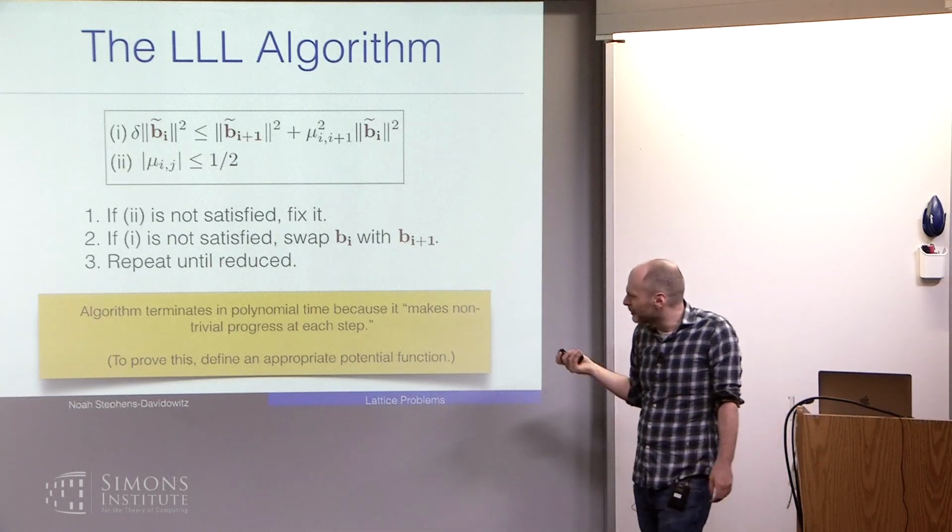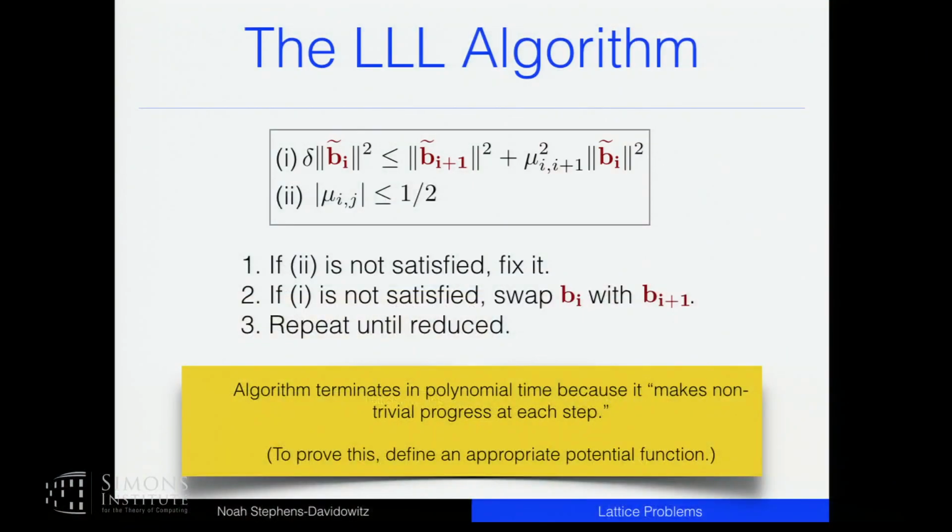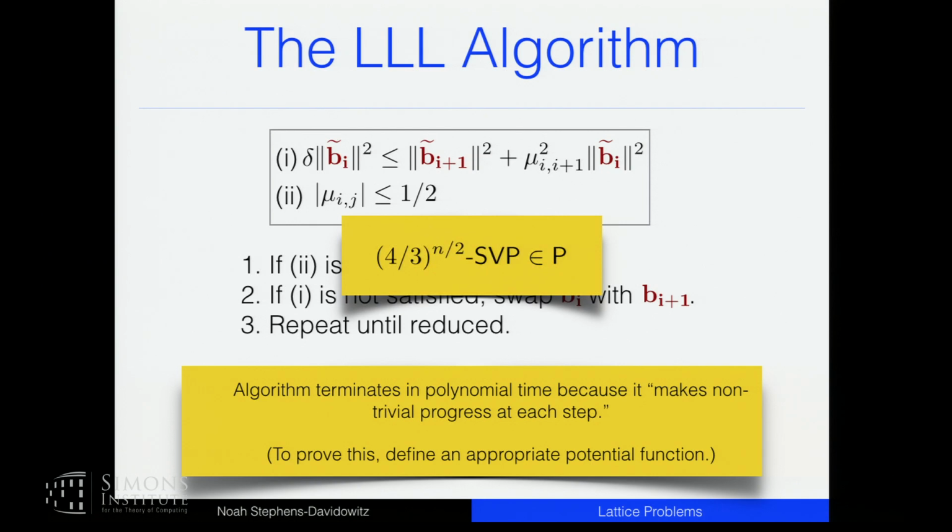And you can prove that the algorithm terminates in polynomial time pretty easily with this delta, just by showing that it makes non-trivial progress at each step. In some sense, the shorter vectors are getting earlier at each step. That's kind of what this is doing. And if you define the appropriate potential function, then the proof's quite quick. So just to say what we've proven, 4/3 to the n over 2 SVP is in polynomial time. So that was the answer to Daniele's question from before. It turns out the answer is exponential. Not obvious at all.